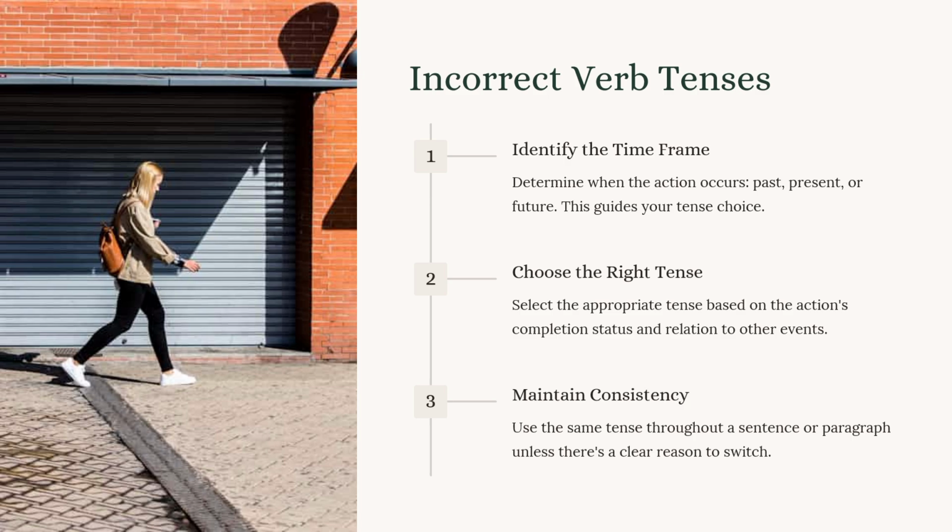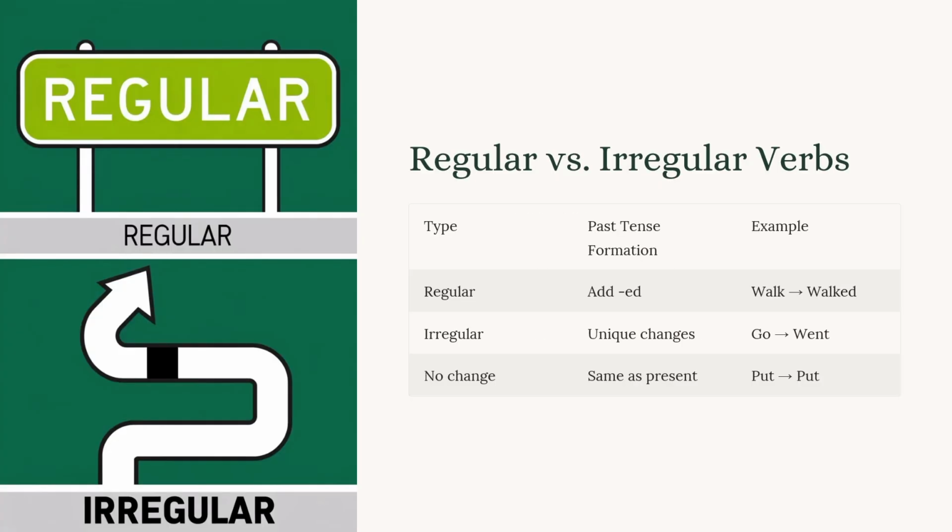By consistently practicing and reviewing the rules of verb tenses, you'll be able to communicate more clearly and more accurately. Now let's address another common challenge, which is confusion between regular and irregular verbs. In English, verbs can be divided into two categories: regular and irregular. Regular verbs follow predictable patterns, making them relatively easy to learn. For instance, to form the past tense, you simply add "ed" to the base form, like walk becomes walked. However, irregular verbs are different. They don't follow these standard rules, and this is where learners often struggle.